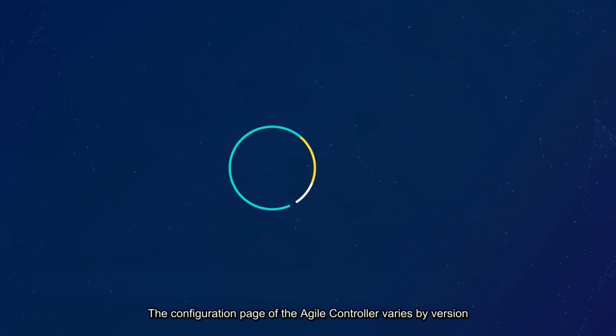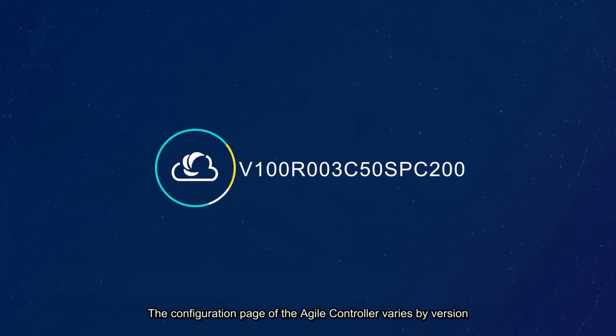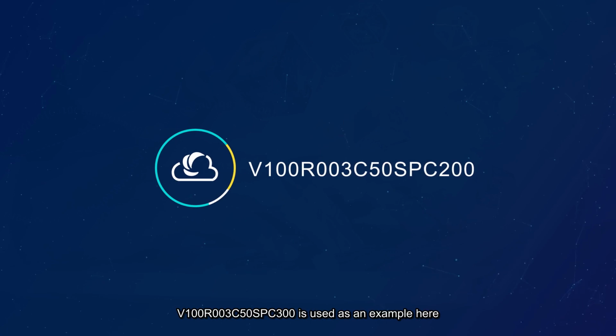The configuration page of the Agile Controller varies by version. V100R003C50SPC300 is used as an example here. Perform the following tasks.